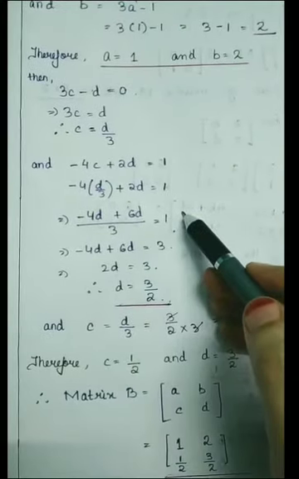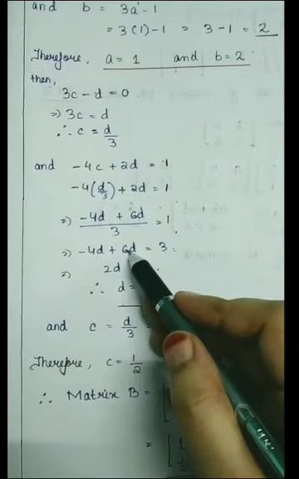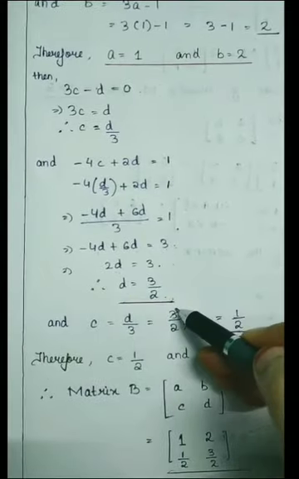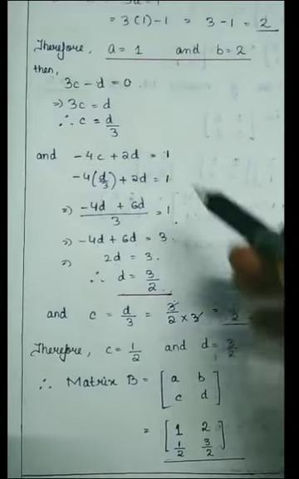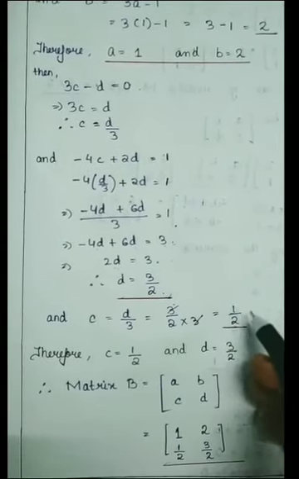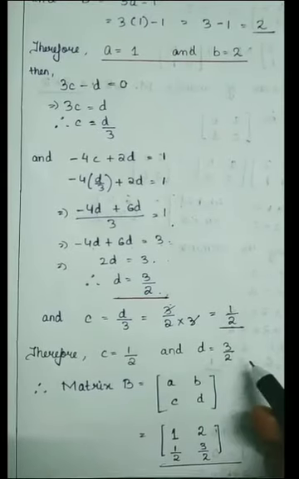And this 3 will be shifted to the right hand side. So it will become 3. 1 multiplied by 3, 3. Now minus 4 plus 6, that will be 2. So 2d is equal to 3. Now d is equal to 3 by 2, we have got. So c is equal to d by 3, means 3 by 2 multiplied by 1 by 3, then 3 will cut each other, so therefore we have got 1 by 2. Therefore c is equal to 1 by 2 and d is equal to 3 by 2.